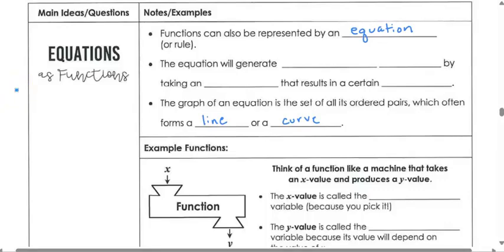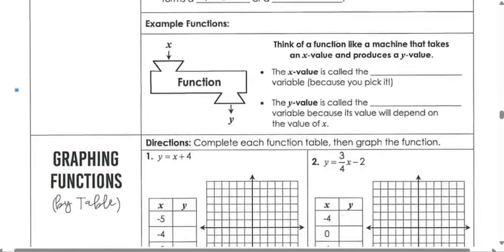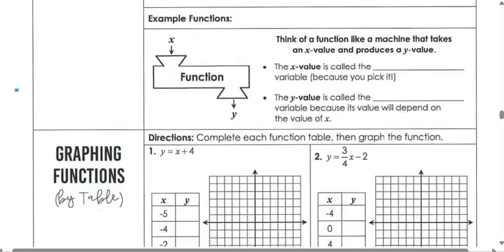All right, so functions can also be represented by equations. Sometimes we call them rules. And then the graph of an equation, which is all of the ordered pairs that could come out of that equation, often forms a line or a curve. A lot of times we use the analogy of a machine to talk about a function.